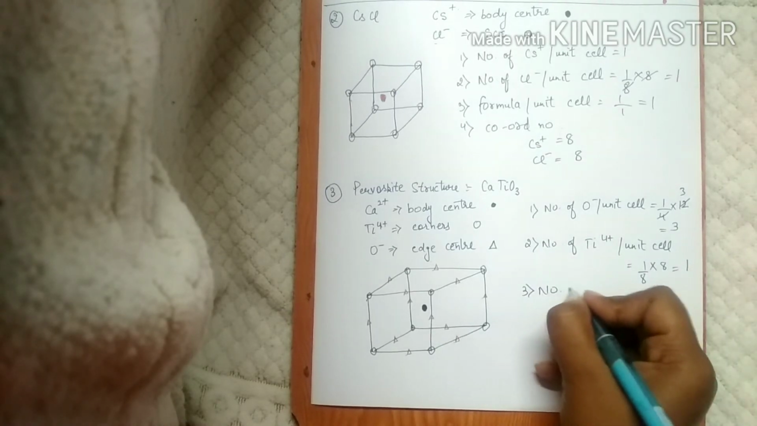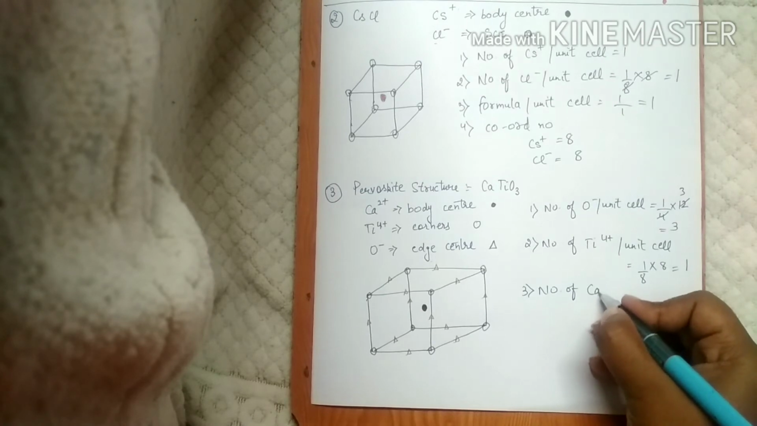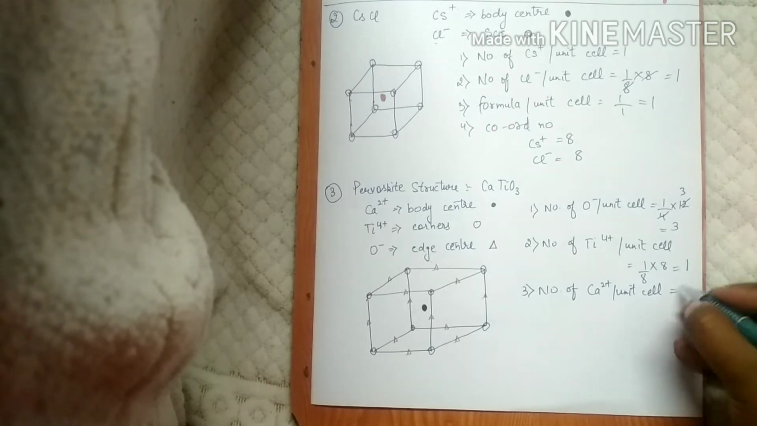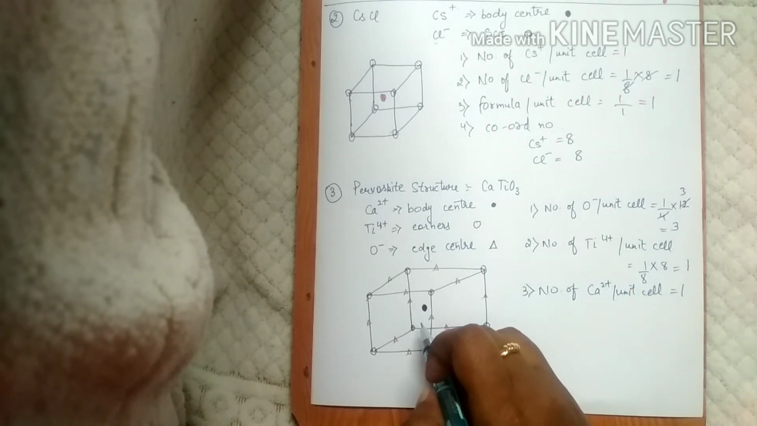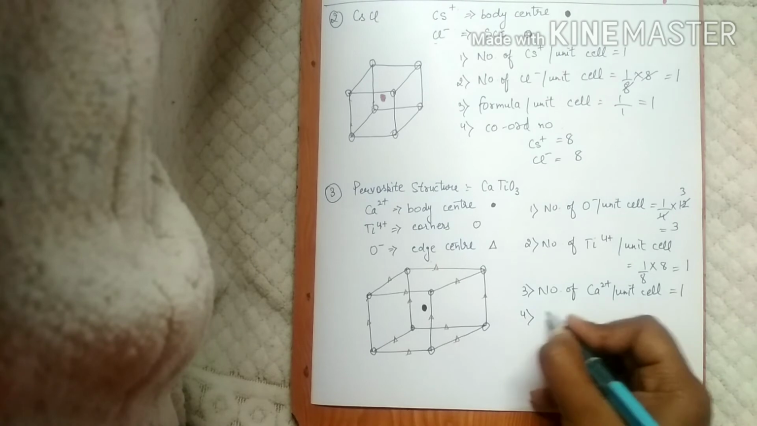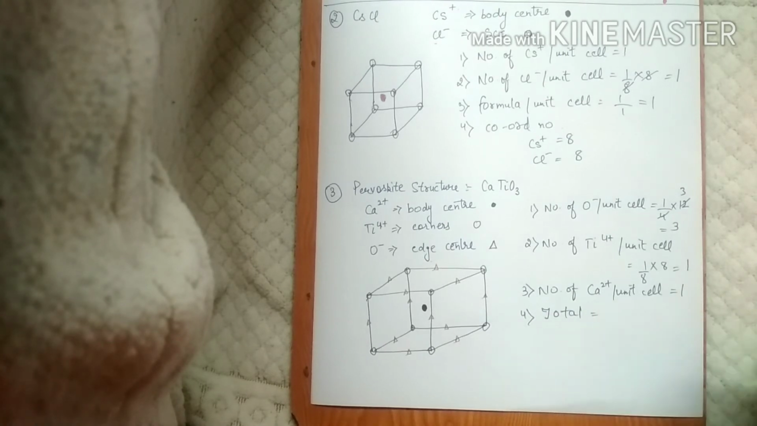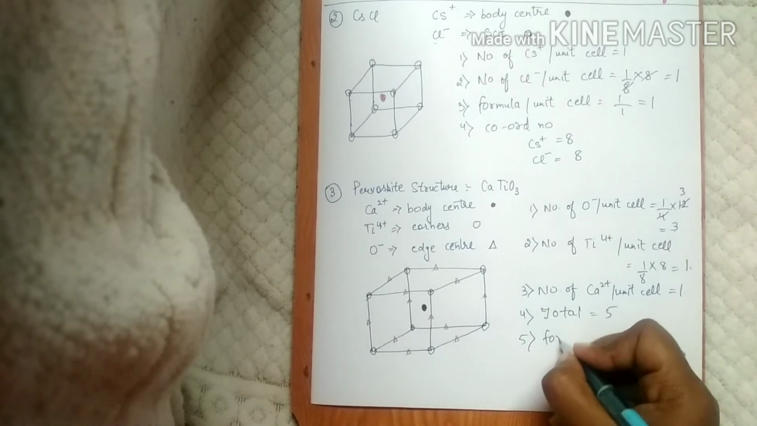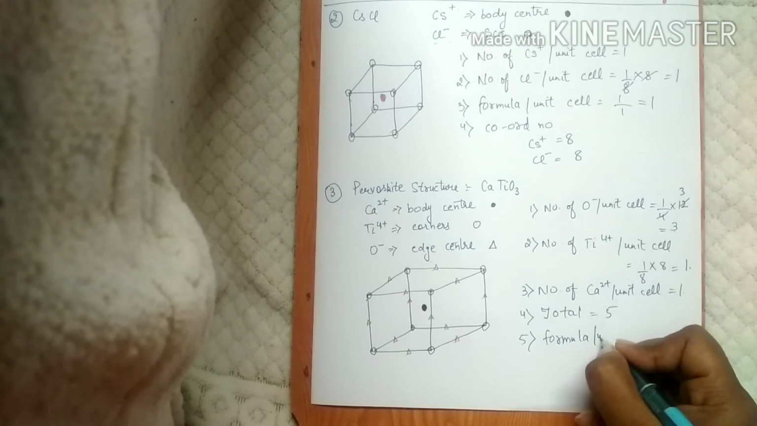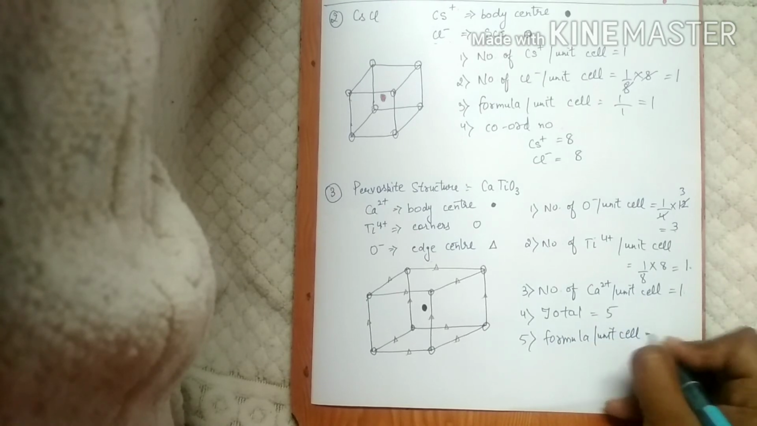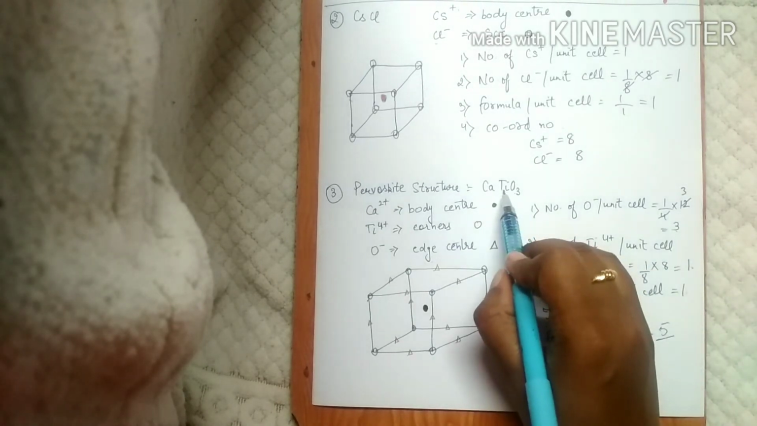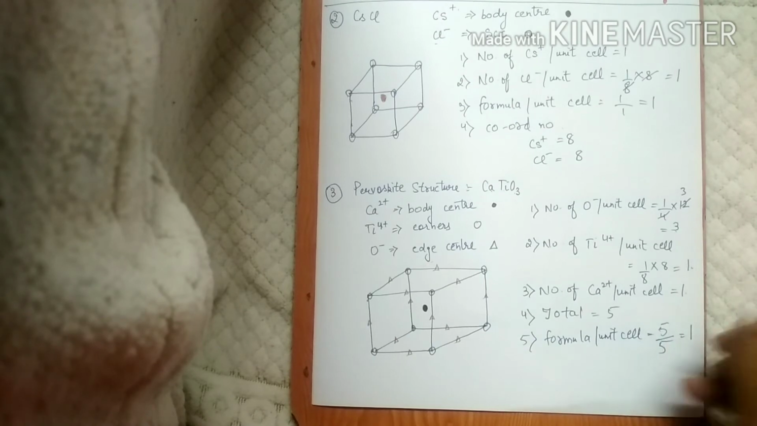Third is the number of Ca2+ present per unit cell, that is 1, which is present at the body center. So the total number of ions present per unit cell will be equal to 3 plus 1 is 4, plus 1 is 5. So the formula per unit cell will be equal to this total 5 divided by 3 plus 1 plus 1, that is 5, which is 1.